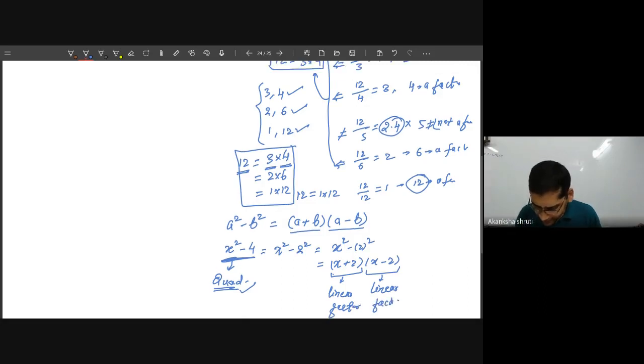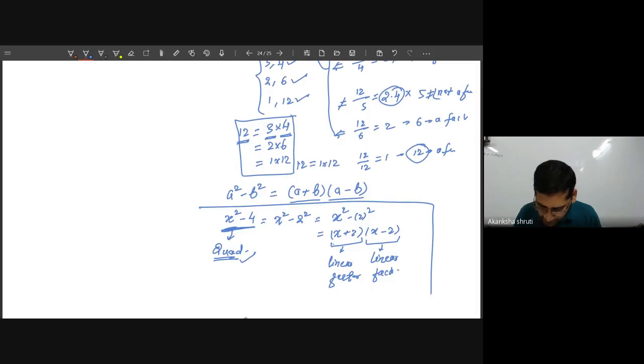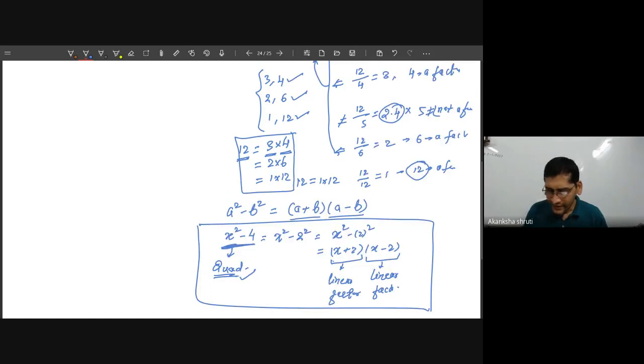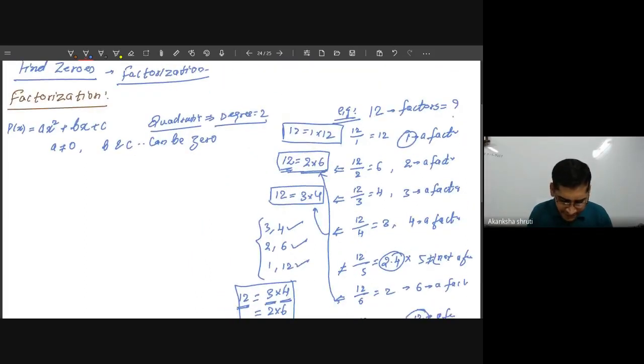What can we conclude from this? We can conclude that this quadratic polynomial or quadratic expression can be expressed as the product of two linear factors. In a similar fashion, we can express any quadratic polynomial as the product of two linear factors. So this is the standard form.